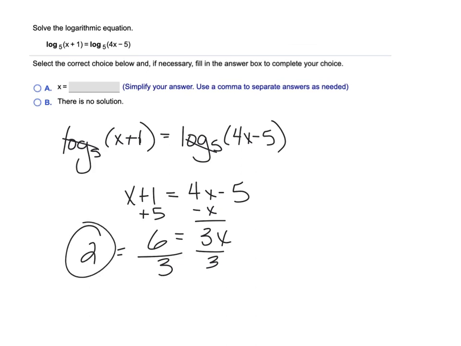X equals 2. You can always go back and check yourself if you want to. If you plugged 2 back in, you would get log base 5 of 3. And if you plugged it into the other one, you would get 4 times 2 minus 5, which is 3. All right, so that works.